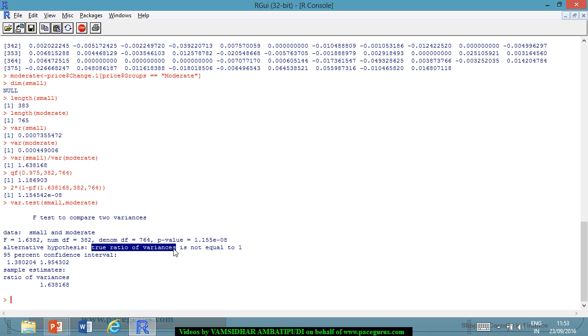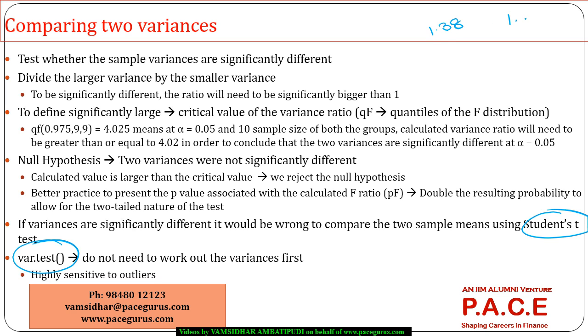The alternate hypothesis here is saying the true ratio of variance is not equal to 1. So the variances are not equal. There is a significant difference between the two variances. Now we could see that the ratio of variances is 1.63, and the 95% confidence interval for this variance ratio is 1.38 to 1.95. So we are 95% confident that the true ratio of their variances will be within this range of 1.38 to 1.95. There is only a 5% chance that my estimate will not contain the ratio of the variances between the two populations, but I'm 95% confident that the range I'm giving will contain the ratio of the variances between the two groups.